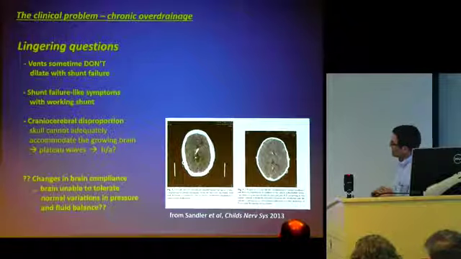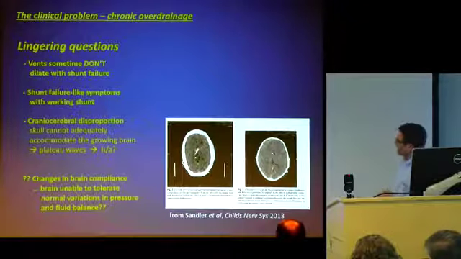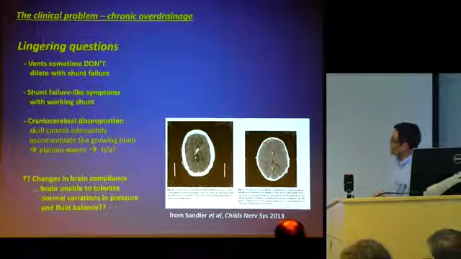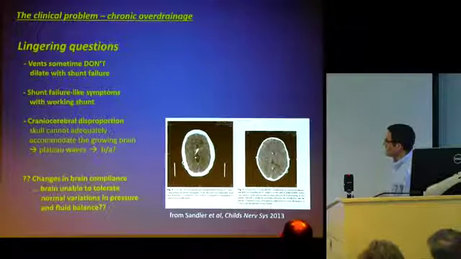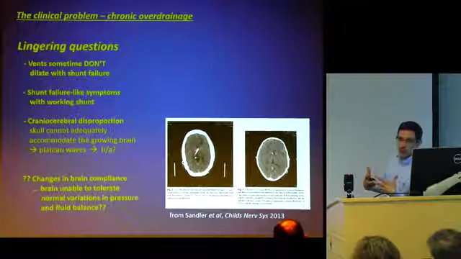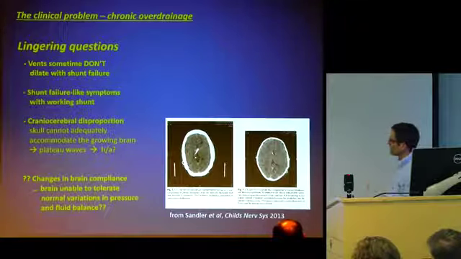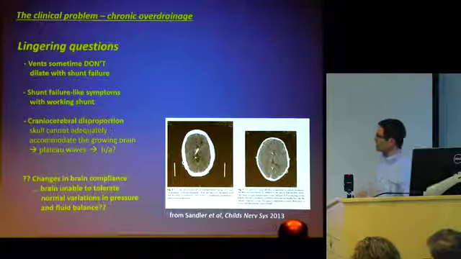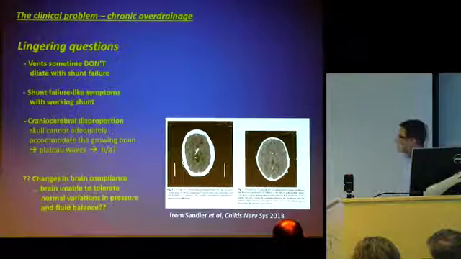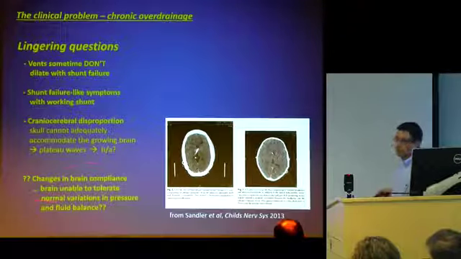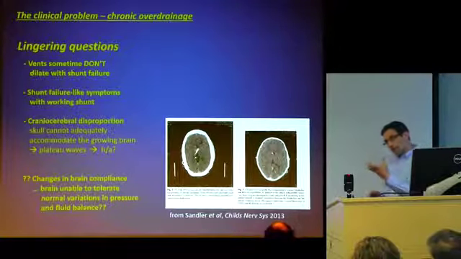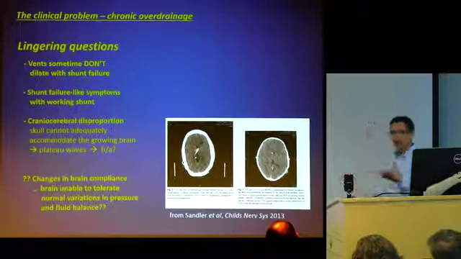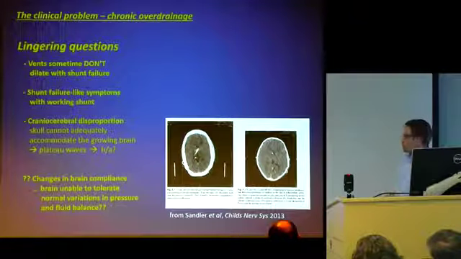There's this, again, controversial term of craniocerebral disproportion, where the skull doesn't adequately accommodate the growing brain. There are plateau waves that exist. Maybe those are associated with headache. But again, are there changes in brain compliance, in the fundamental properties of the brain tissue, that don't allow the system to essentially respond in the way that it's designed?